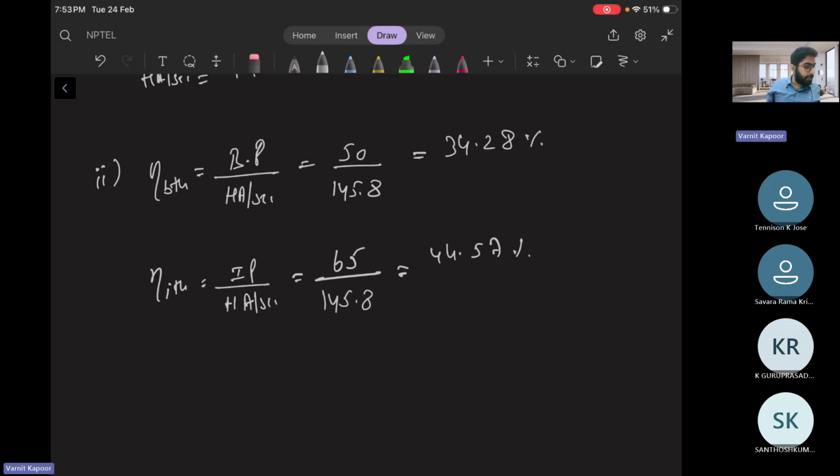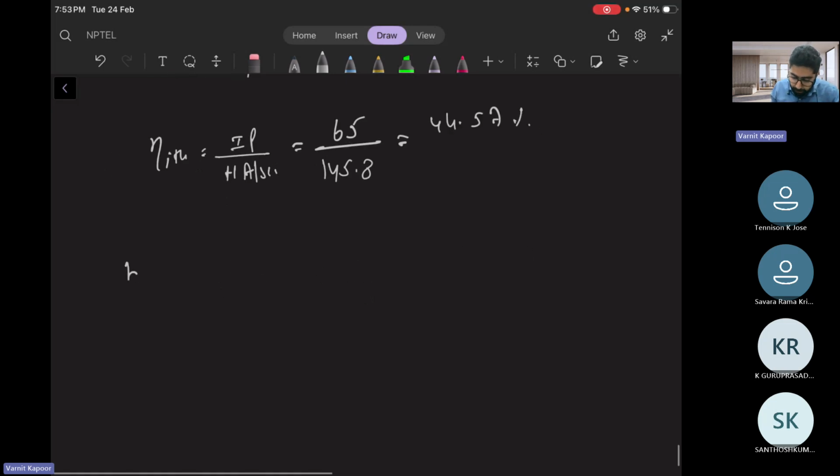Now, it is said that the relative efficiency is 60%. Then find the compression ratio and the diagram factor. Also, let us find the brake specific fuel consumption. Brake specific fuel consumption is the mass flow rate divided by the brake power.